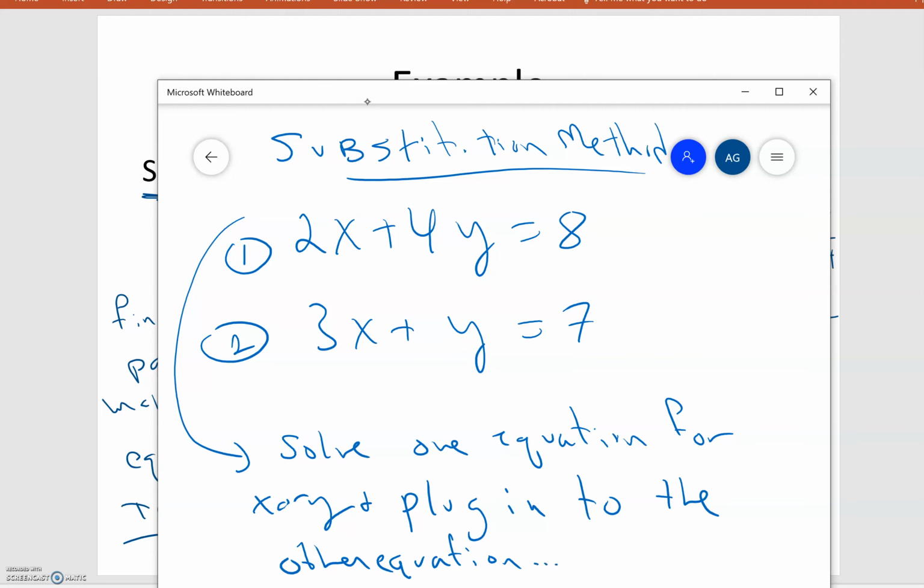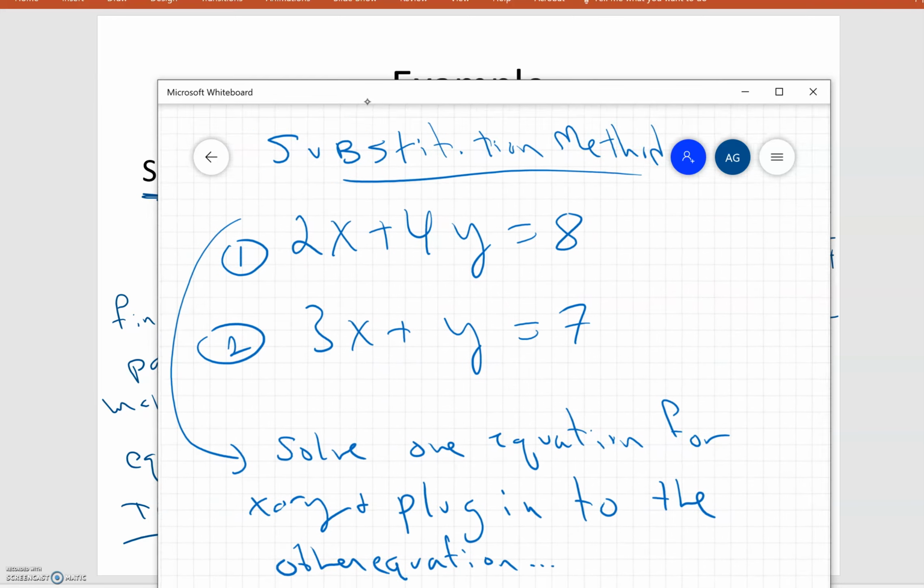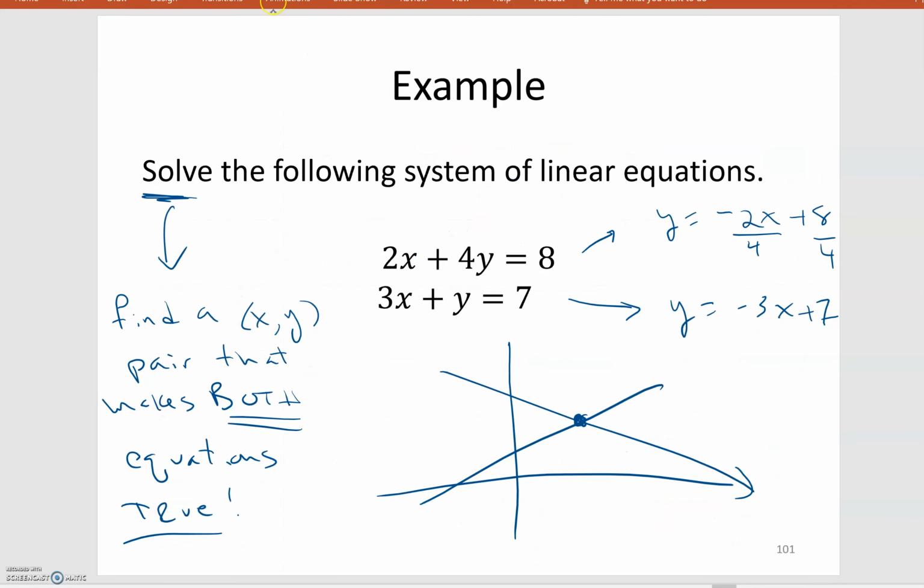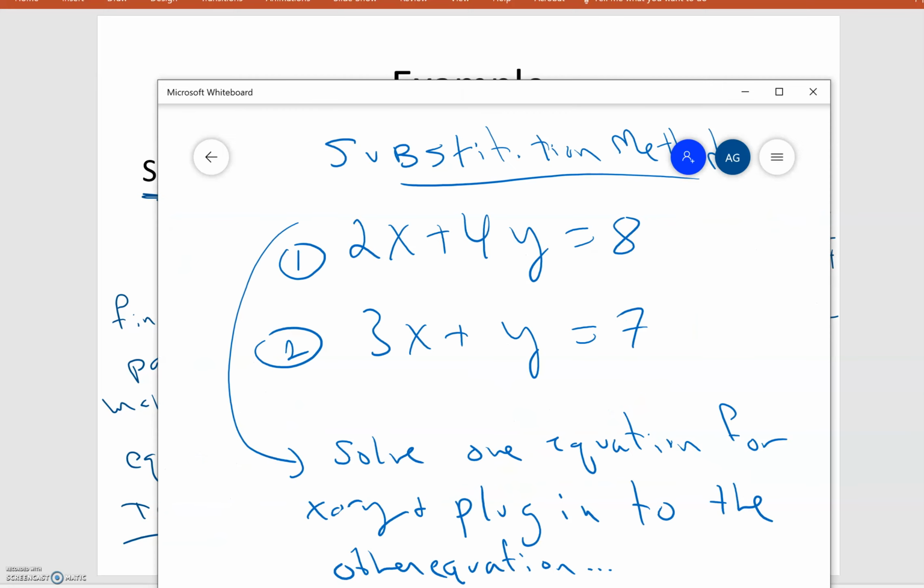So let me actually implement this. It won't take long. Let's do this for this system. I could solve equation number 2 for x or for y, or I could solve equation number 1 for x or for y. Generally do the one that's easiest. So number 2, I can solve for y very easily just by saying y equals negative 3x plus 7, right? That's the easiest transformation to make.